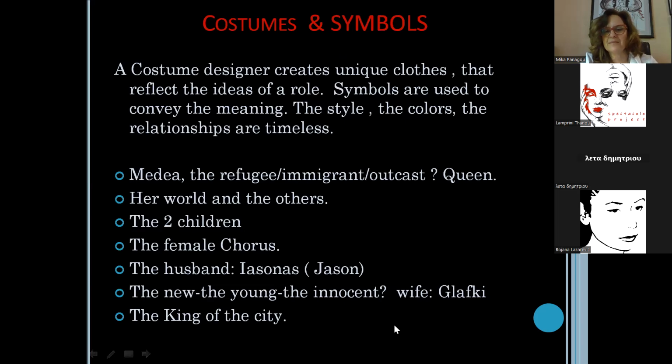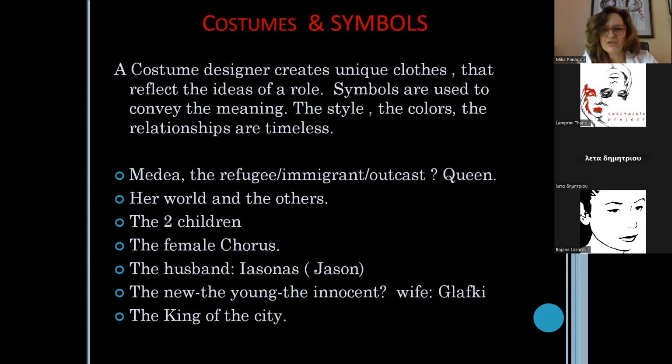So I'm going back and forth with some writings just to show you how much. The titles don't matter. You know them anyway. So a costume designer always sketches something. So it's something right from her imagination. So actually the clothes are unique. They reflect the idea of the roles. And there are many symbols usually there because we need to convey some meanings.